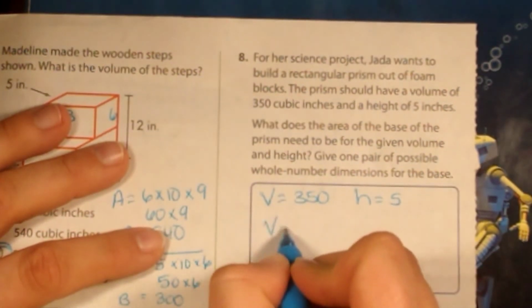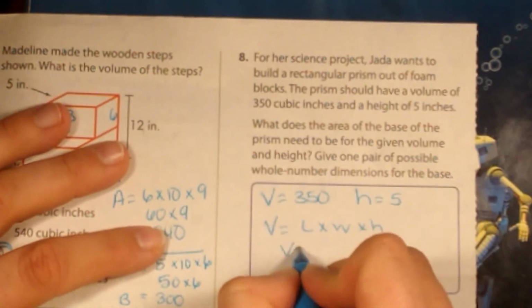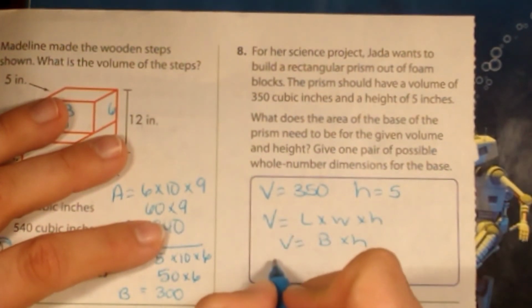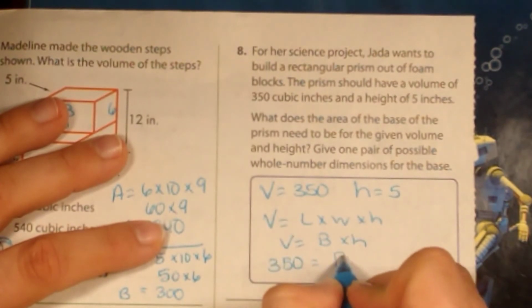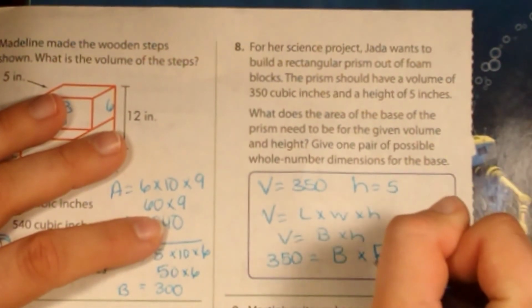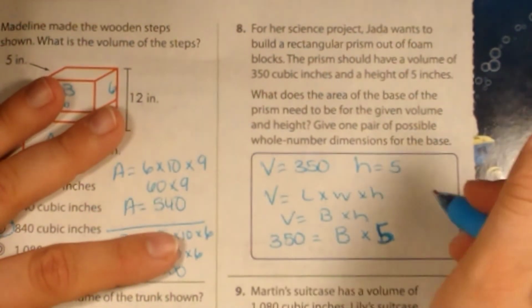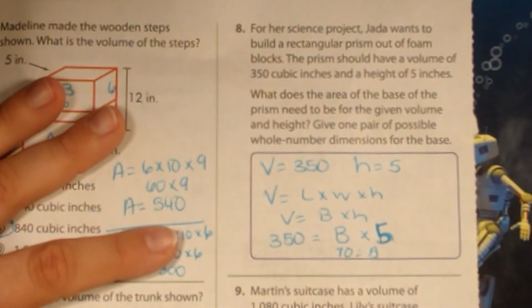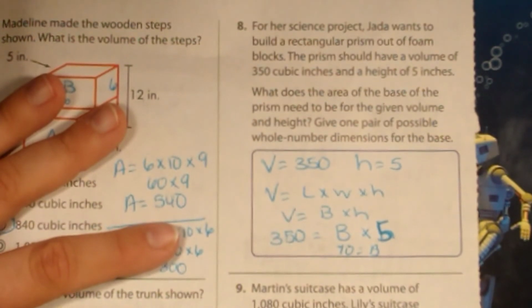So I'm going to do volume equals length times width times height, or volume equals the base times height. Okay, I have the volume is 350. I don't know what the base is, but I know the height is 5. So what times 5 is 350? I know 70 would work.